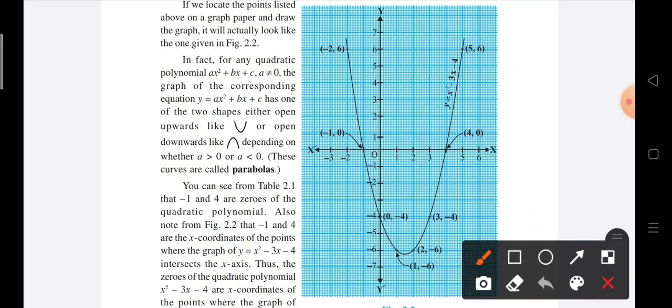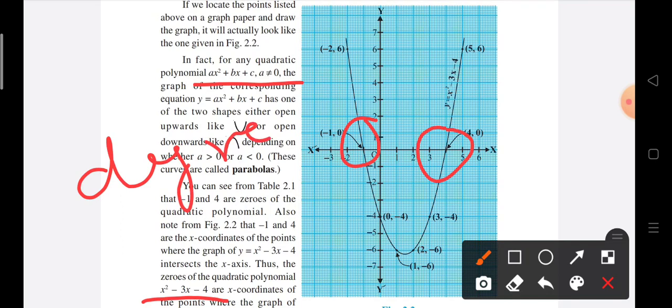Now let us discuss a quadratic equation. Here the quadratic equation is of the form ax square plus bx plus c, and the equation we are using here is x square minus 3x minus 4. When you plot the graph for this equation, you will find two zeros. Why? Because this is a quadratic equation, and in a quadratic equation there are two zeros. At most you can have two zeros, meaning the degree is equal to the maximum number of zeros. Clear?